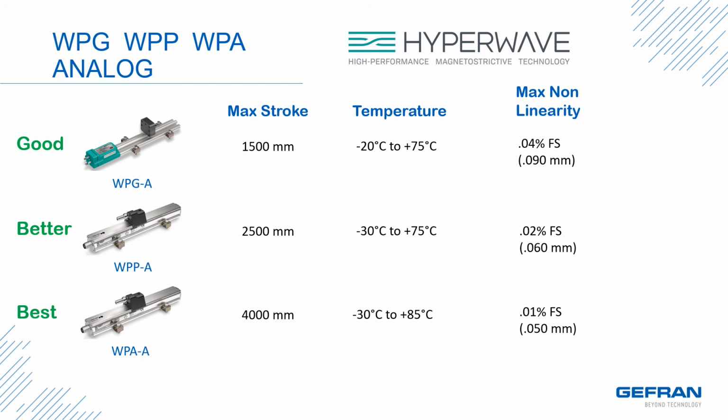The WPP series is better. It has a max stroke length of 2,500 millimeters, a temperature range of -30 degrees C to +75 degrees C, and a max nonlinearity of 0.02% of full scale. The WPA series is best. It has a max stroke length of 4,000 millimeters, a temperature range of -30 degrees C to +85 degrees C, and a max nonlinearity of 0.01% of full scale.